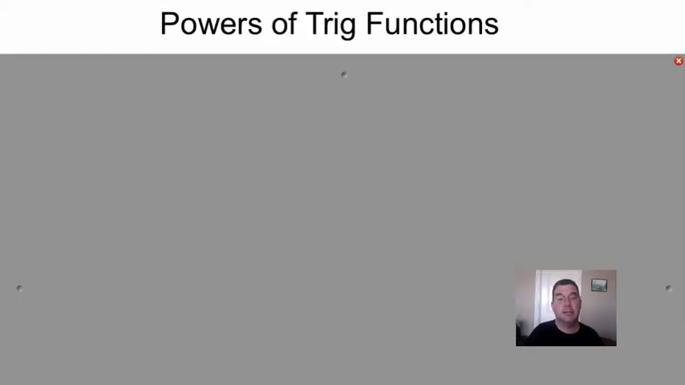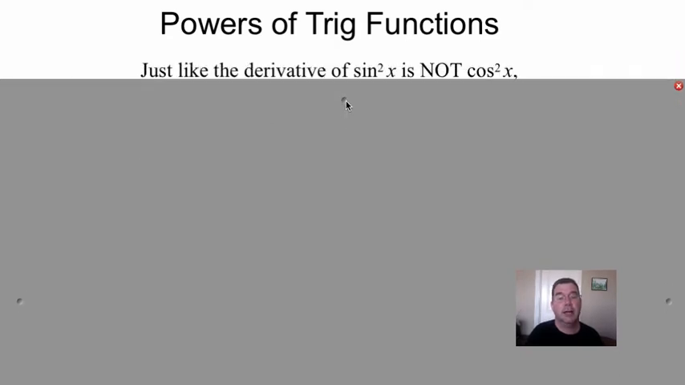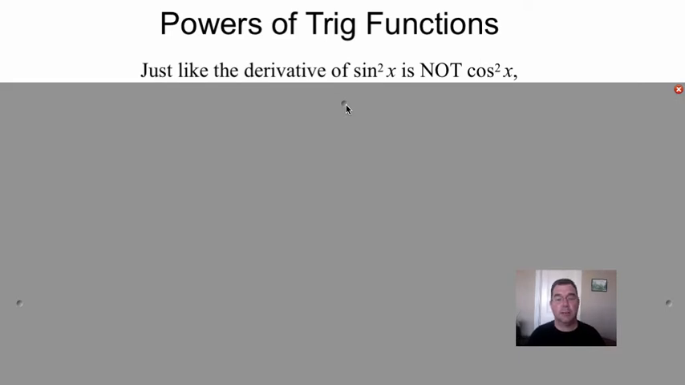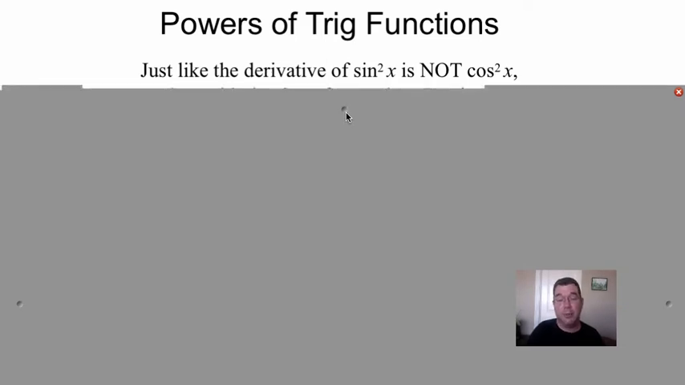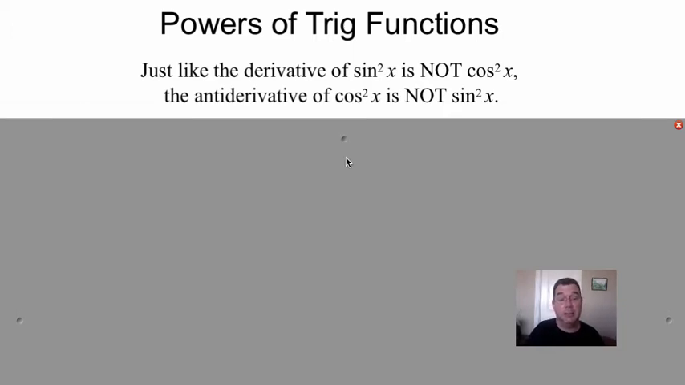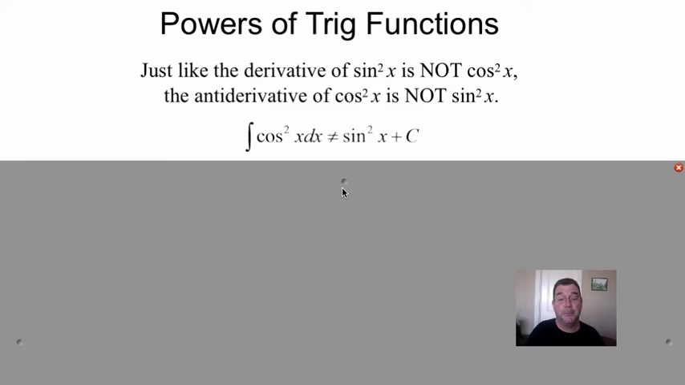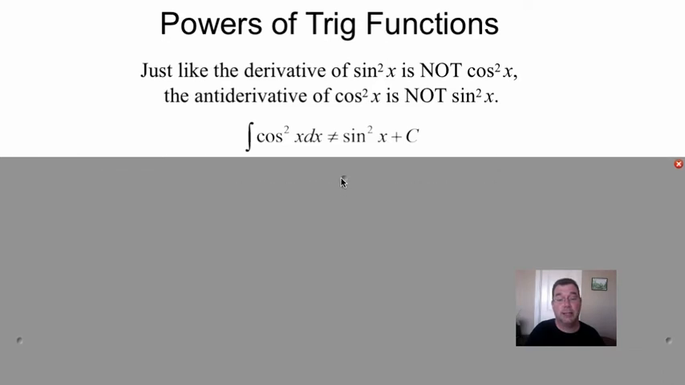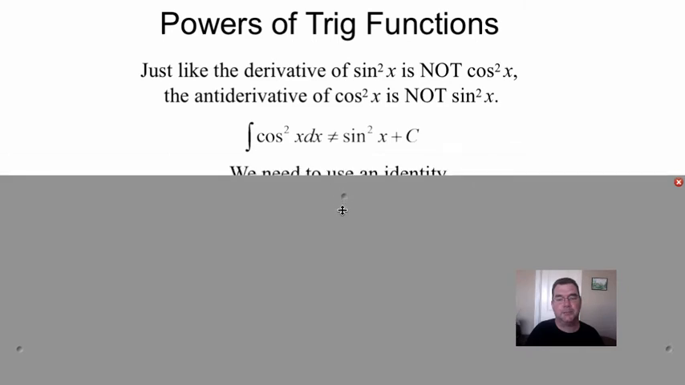All right, so now let's talk about what happens when I need to find the antiderivative of a power of a trig function. Okay, I know what you're thinking. You might want to take the easy way out, but if you remember, the derivative of sine squared is not cosine squared, so that means you can't go backwards either. You can't say that the antiderivative of cosine squared is sine squared, because it's just simply not. So I need another way to do it. That's just reiterating that the antiderivative of cosine squared is not sine squared x.